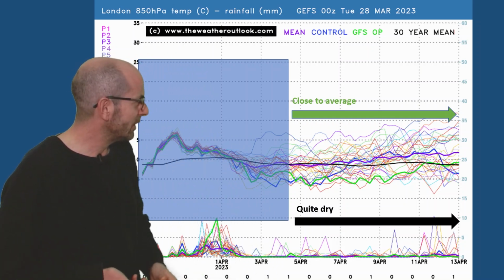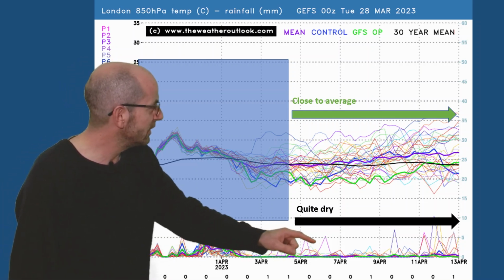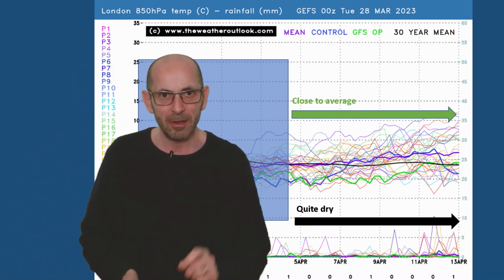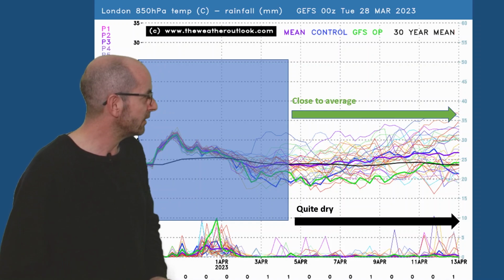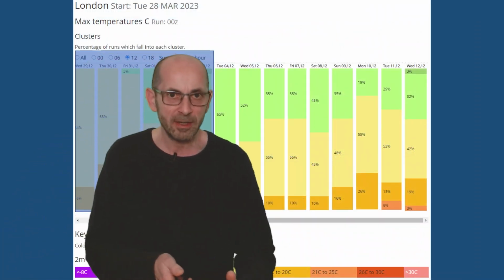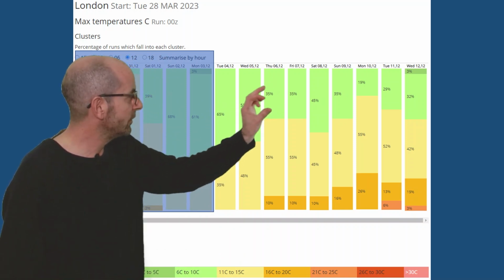Rainfall, though, is quite interesting because there are not many spikes along the bottom there. There are a few, and towards the very end, their number starts to increase, but it's looking quite dry if this is right.